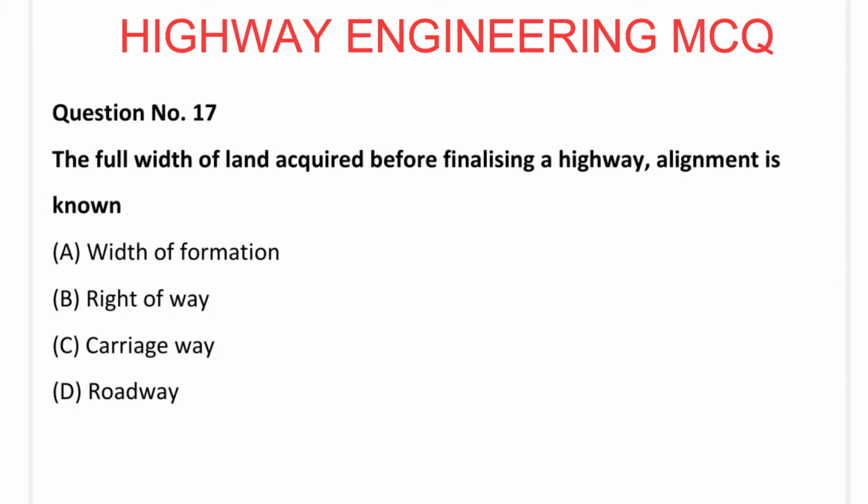So next question, the full width of land acquired before finalizing a highway alignment is known as A, width of formation; B, right of way; C, carriageway; D, roadway. So the answer is B, right of way.